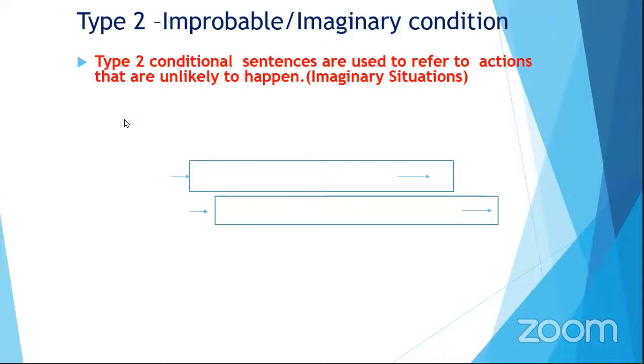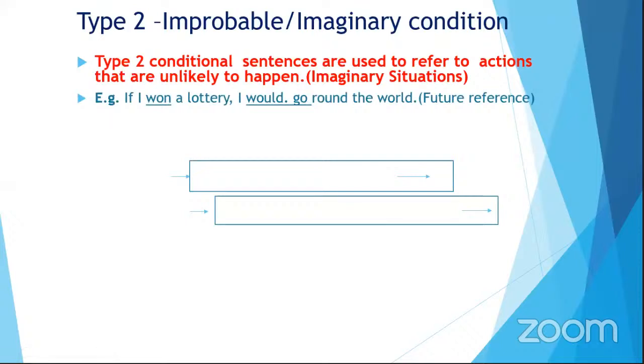I'm going to give you a very small example. Look at the example I have provided. If I won a lottery, I would go round the world. So you imagine and you talk about something. I would go around the world. So you imagine and you talk. To talk about your imaginations, your imaginary situations, you will have to use the second form, second type.